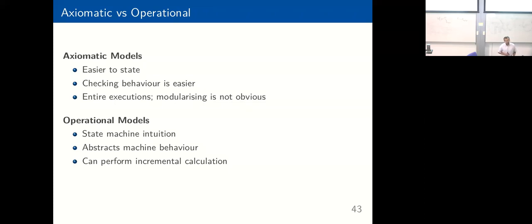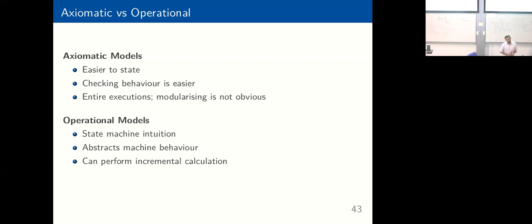And correspondingly, checking whether some behavior is allowed or not is typically much easier on axioms. You just have to check a bunch of conditions over your relations. Operational models are not so great on these 2 aspects, but they have their strengths in other ways.